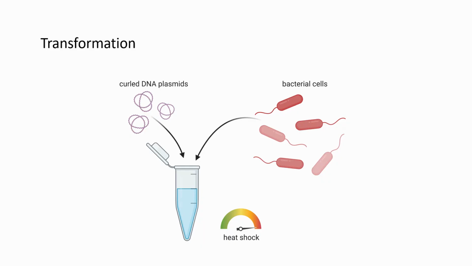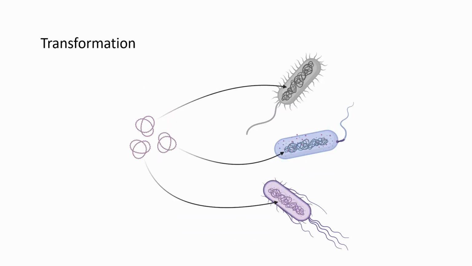Then the cell wall is made more permeable, so the small curled up plasmid has an easier time to slip in. This can be done, for example, by heat shocking or by adding electric pulses. However, this process is not very effective and only a small portion of bacteria will take in our plasmid. So how can we separate the ones that did from the ones that were lazy and didn't?